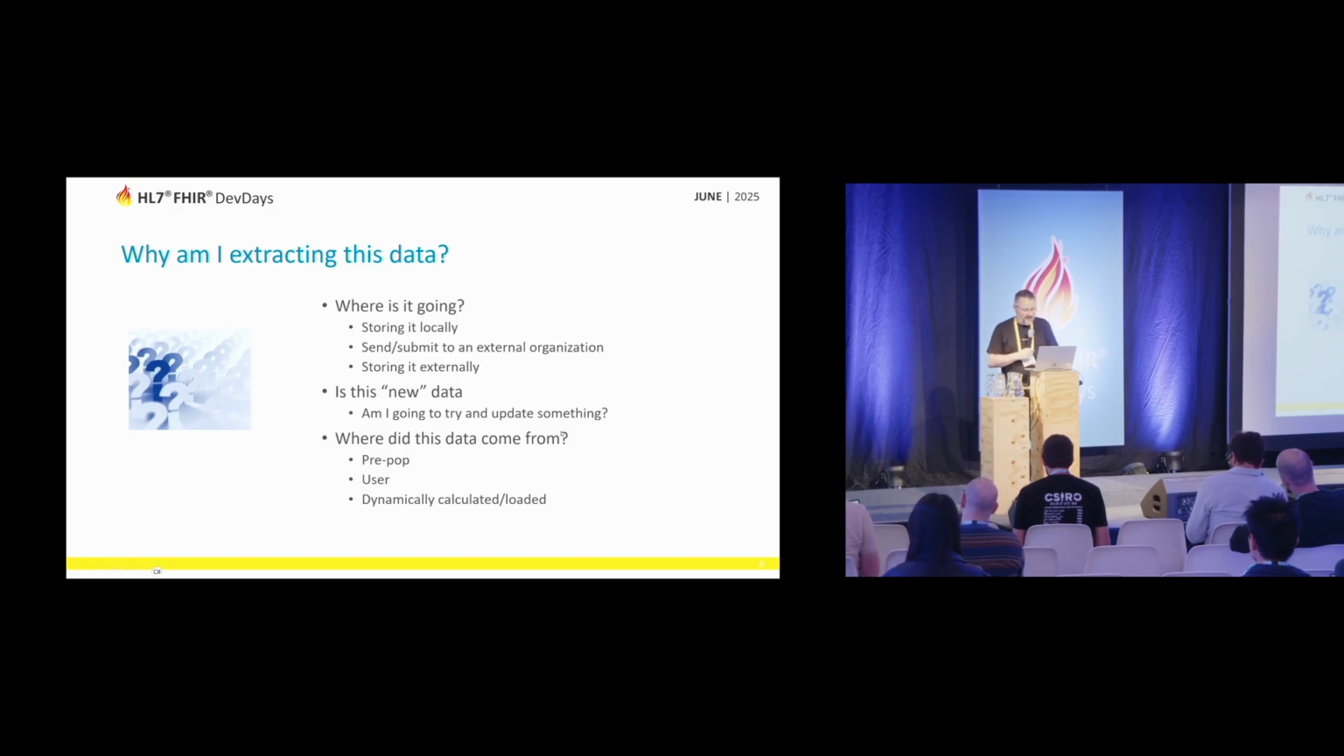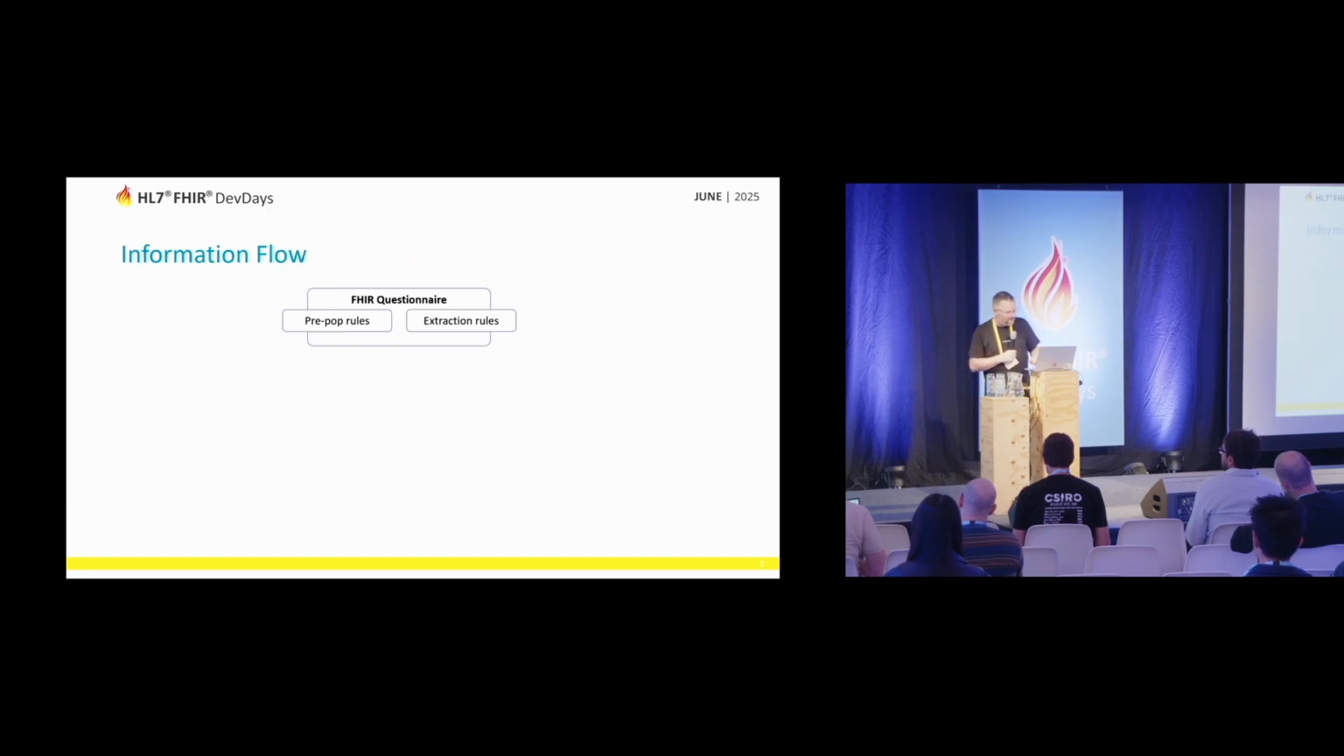So is this new data? Do I need to worry about updating that content in the future or as it's going? Because if we want to update something that came in, we're going to need to have all that information, like IDs, so it can actually update on the way out. And did it come from pre-population, users, was it dynamically calculated or loaded? Those are all important things that you might want to consider while you're doing that extraction.